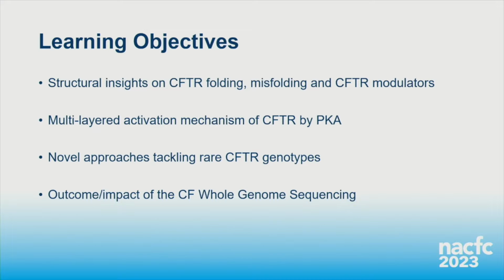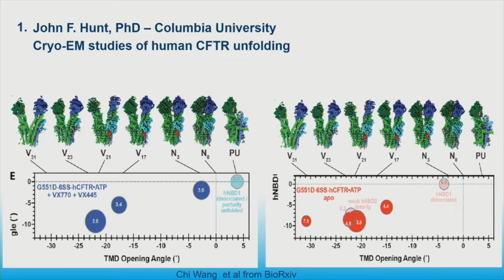We will have 4 speakers today. Every speaker will have 20 minutes, followed by a 5 minute question and answer discussion. The first speaker will be John Hunt from Columbia University. He will talk about the Cryo-EM studies on human CFTR unfolding.